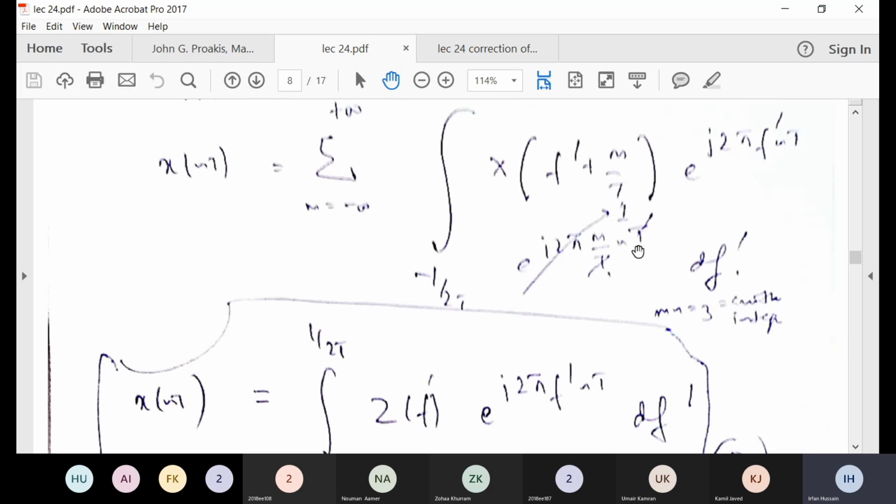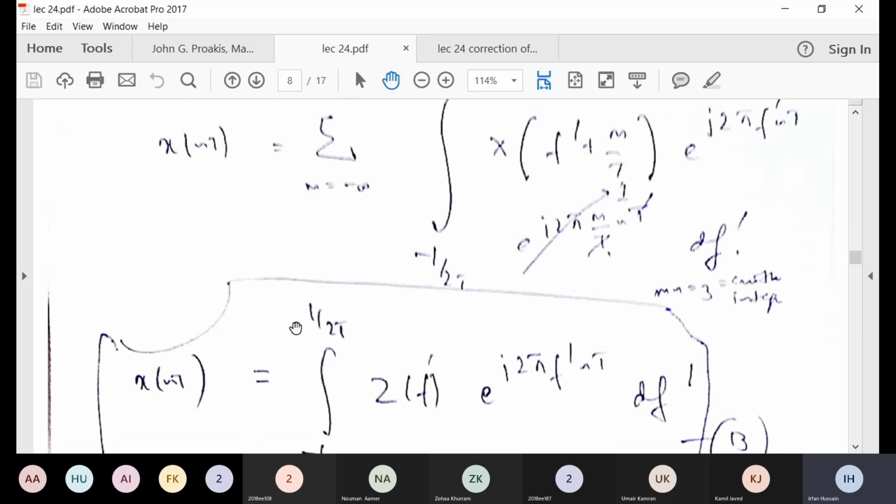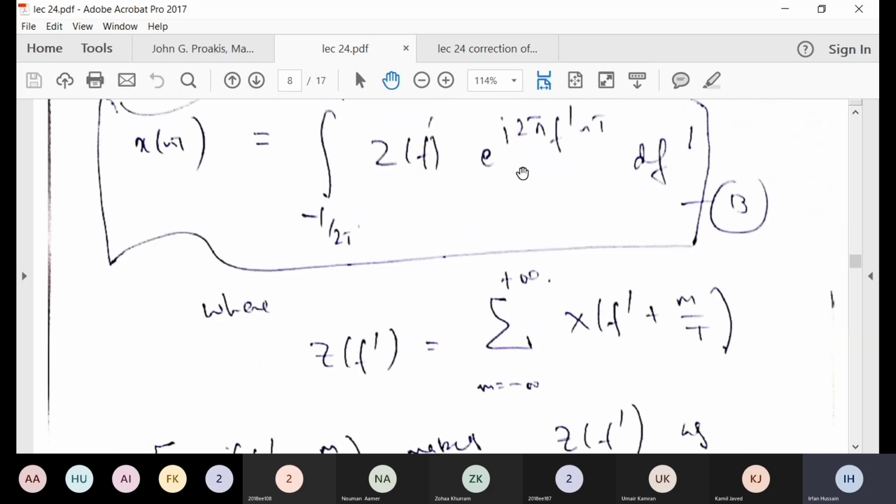The T cancels, and this is e^(j2 pi mn). m is an integer, n is an integer, so this product will also be an integer. So any integral multiple of 2 pi just goes to zero phase, or you can say e^(j0) will be equal to 1. So we will be left with this term. Here this term I say is equal to Z(f dash).